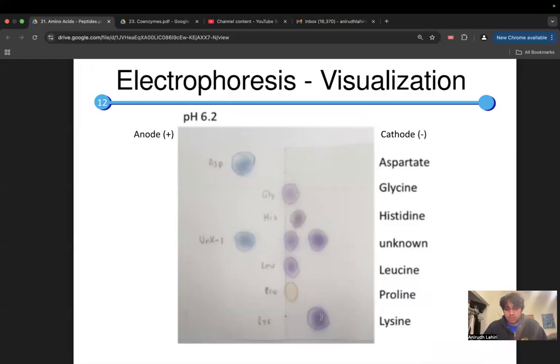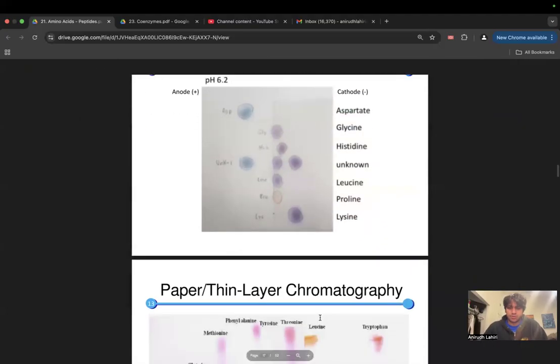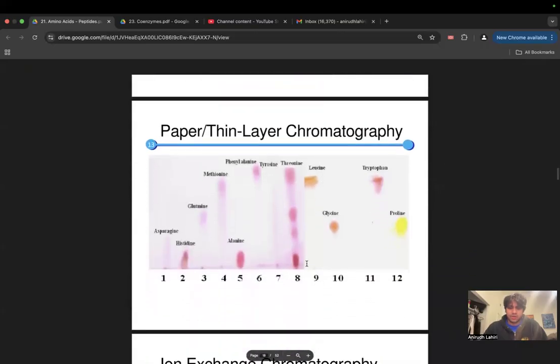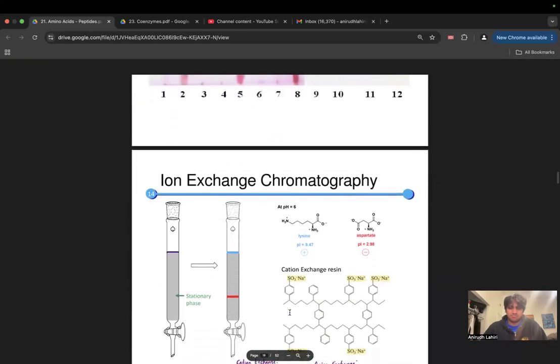Running a gel, running electrophoresis. All these things are just taking known things, seeing where they move, and comparing our unknown thing to it, and just matching things, right? So it's at the end of the day not terribly complicated, but it will take a little bit of practice to get the hang of. Okay, paper thin layer chromatography, same concept.